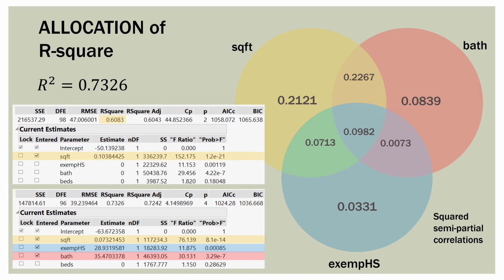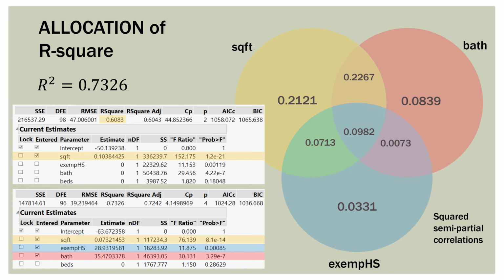0.7326. Now, there is a special name for these decimals. They're called the squared semi-partial correlations, and they are extremely important in understanding the contribution of each individual variable, each combination of 2 variables in this case, and the combination of all 3 variables. So what this is telling us is that square footage just on its own, without either of the other 2 variables, explains about 21.2% of the variance in our target variable.